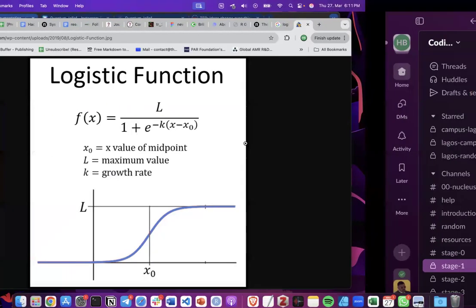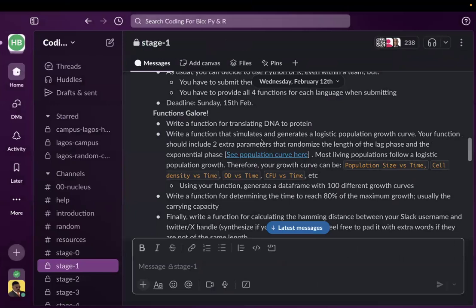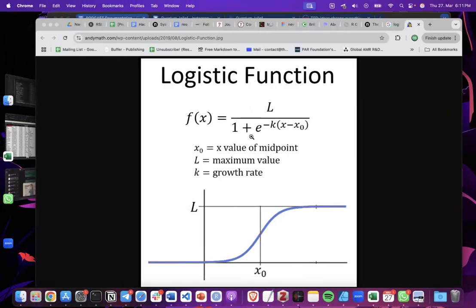We requested that you simulate a logistic population growth curve. So basically what we want you to do is that if X on the X-axis, which is supposed to be your time, is 0, what should be the value of the Y-axis? That is, what should be your f of X?